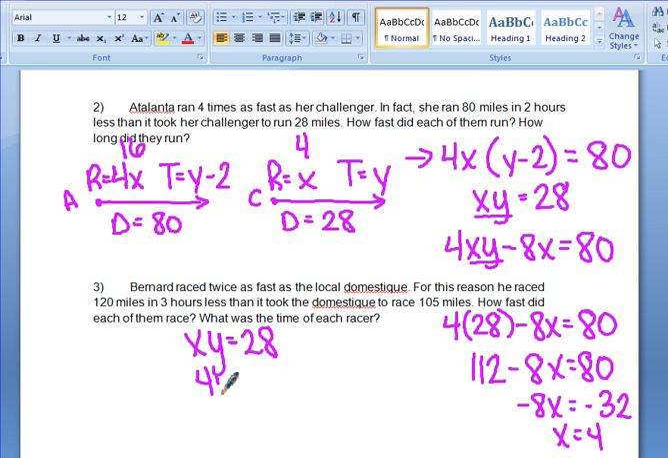All right, then we're going to go back to the equation xy equals 28, and we're going to substitute that 4 in, which means that y is going to be equal to 7. All right, so her challenger ran 7 hours, which means that Atalanta would have run for 5 hours because it was 2 hours less. Again, we can check this using rate times time equals distance. All right, we have 16 times 5, which is equal to 80. And we have 4 times 7, which is equal to 28. So everything checks out.